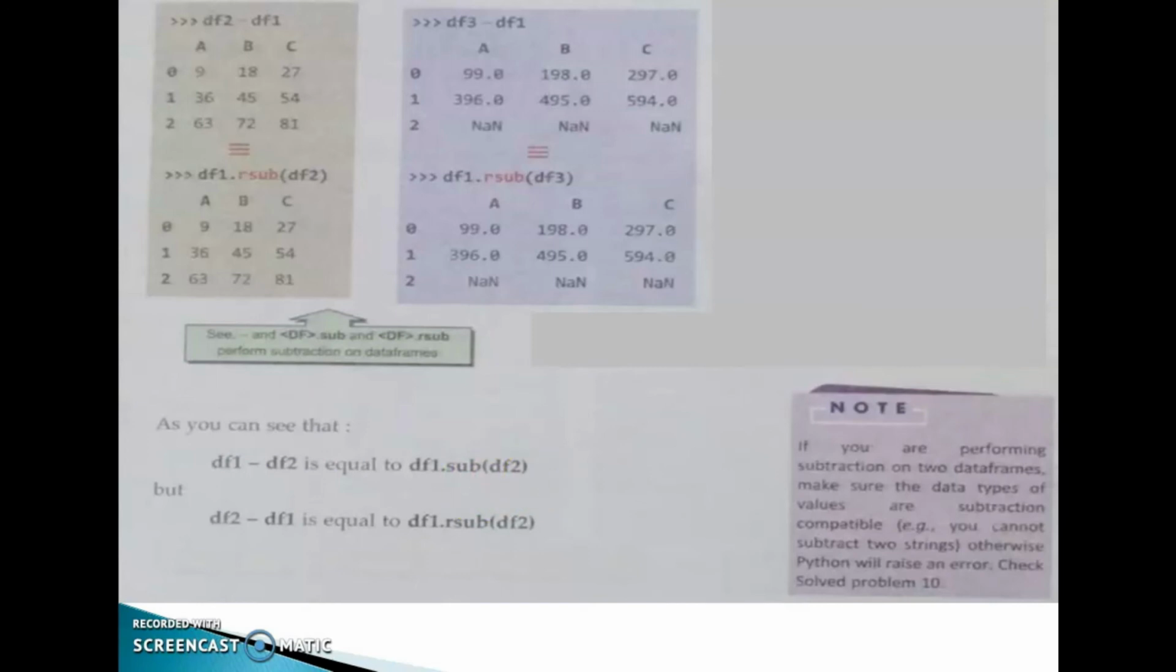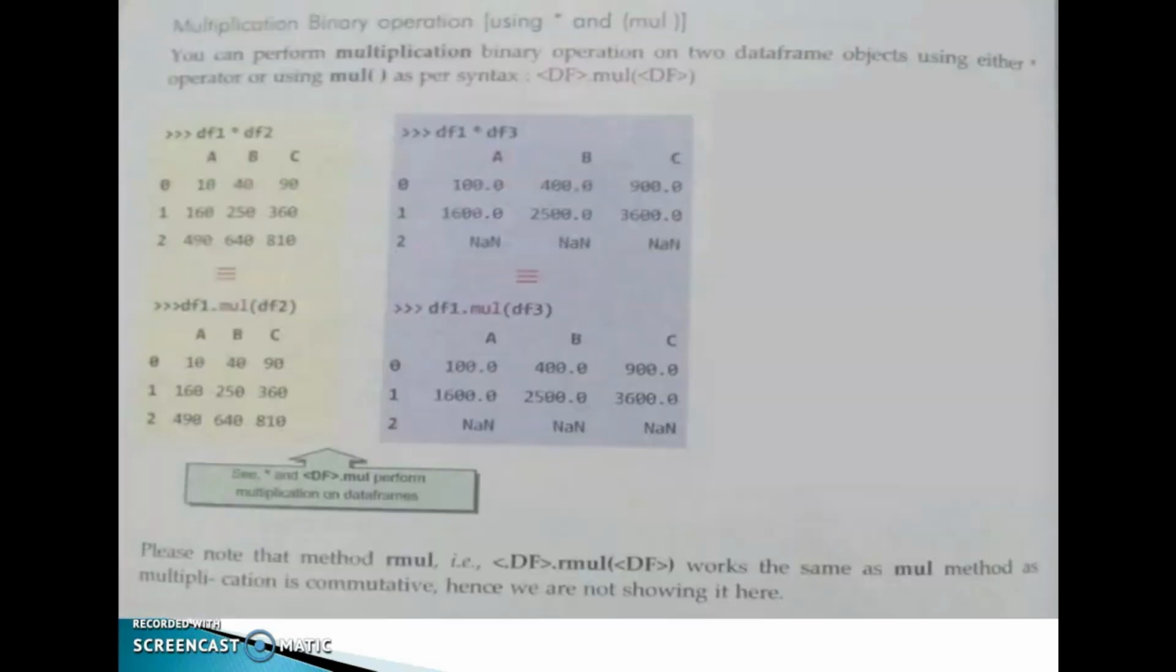If you are performing subtraction on two data frames, make sure the data type of values are subtraction compatible. Example, you cannot subtract two strings. Otherwise, Python will raise an error. Okay. You cannot subtract two strings. Clear? Then the next one, multiplication binary operation.